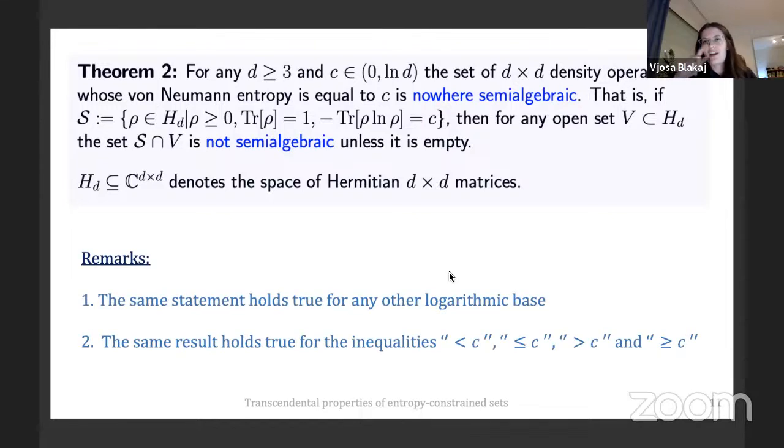Oh, okay, sorry, before I go there, I just want to mention two remarks. So this statement, theorem 2, will hold true for any base of the logarithm, because if I change the base of the logarithm here, that means that I'm just changing the value of C. And also the same result will hold true if I use, instead of equality here, any of the following inequalities, because from semi-algebraic geometry, the boundary of a semi-algebraic set still remains semi-algebraic.